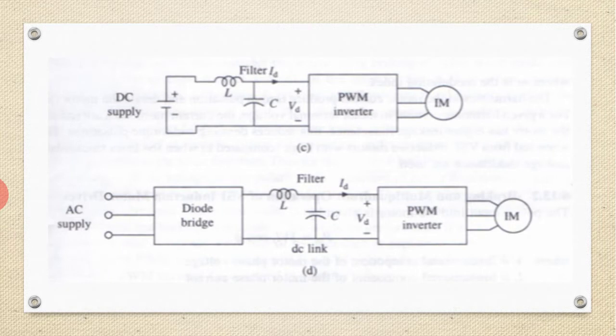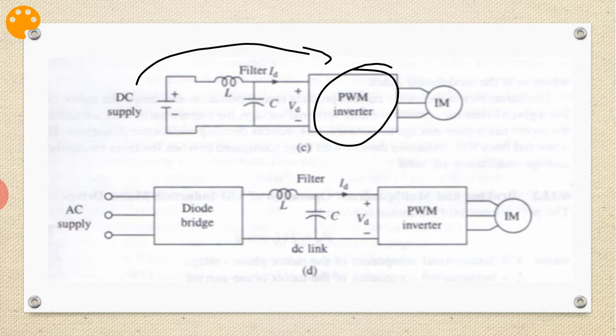Now the third one is figure C. Here a DC supply is used with a PWM inverter, a pulse width modulation inverter. When you are using the PWM inverter, there is no need for a variable DC. If you look at this figure, the DC is given through the filter component C. A fixed DC supply is given to the PWM inverter.